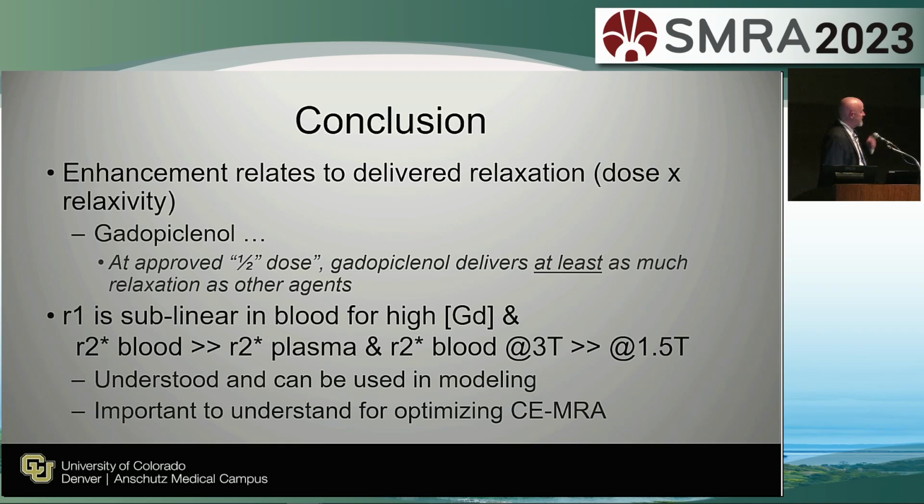And then the last thing, and just to leave you with, as I mentioned, is that R1, little r1 behavior is sublinear in blood, and it's quite dramatic. But between understanding that and understanding how large the little R2 star is in blood, particularly at 3T, we can really use these equations. They work, they've been validated, and they can really help us to optimize our MRA.